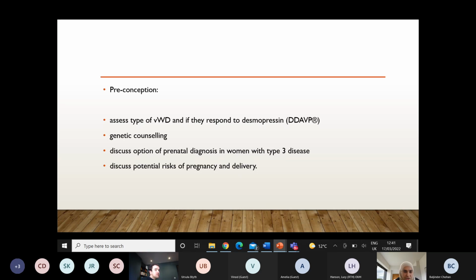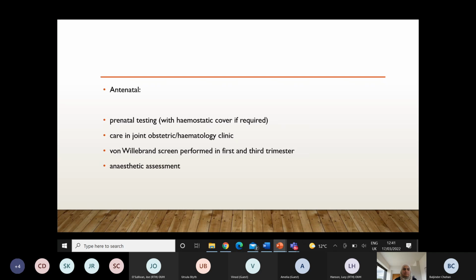Genetic counseling is important, especially for type 2 and type 3. Prenatal diagnosis currently should be offered at least for type 3 disease, and it is invasive testing only that is currently available, not NIPT. Invasive testing should be done with von Willebrand factor cover or desmopressin cover because of the risk of bleeding. And it's important to discuss potential risks in pregnancy and delivery in the preconception counseling.